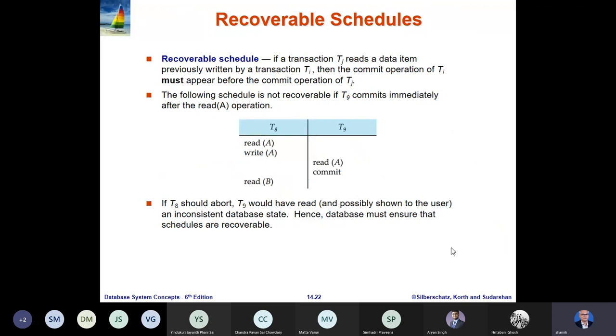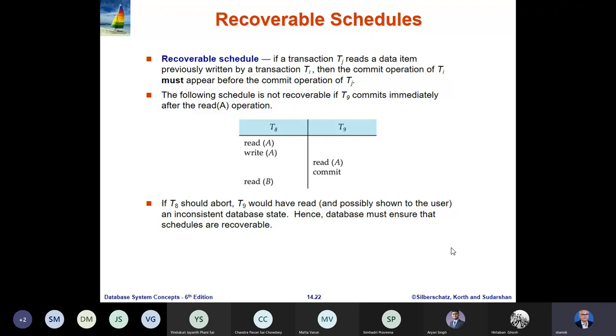Recoverable schedule. So this is another concept: if a transaction Tj reads a data item previously written by a transaction Ti, then the commit of Ti must appear before the commit operation of Tj. Otherwise, what will happen? Tj has read a data item written by Ti, suppose Tj commits. So Tj is done, it made some changes, etc. Now Ti says it will abort. So then whatever values Ti wrote, those will be set back. But Tj already has read those and it has committed and gone ahead. So then you cannot recover the things because it is all now messed up.